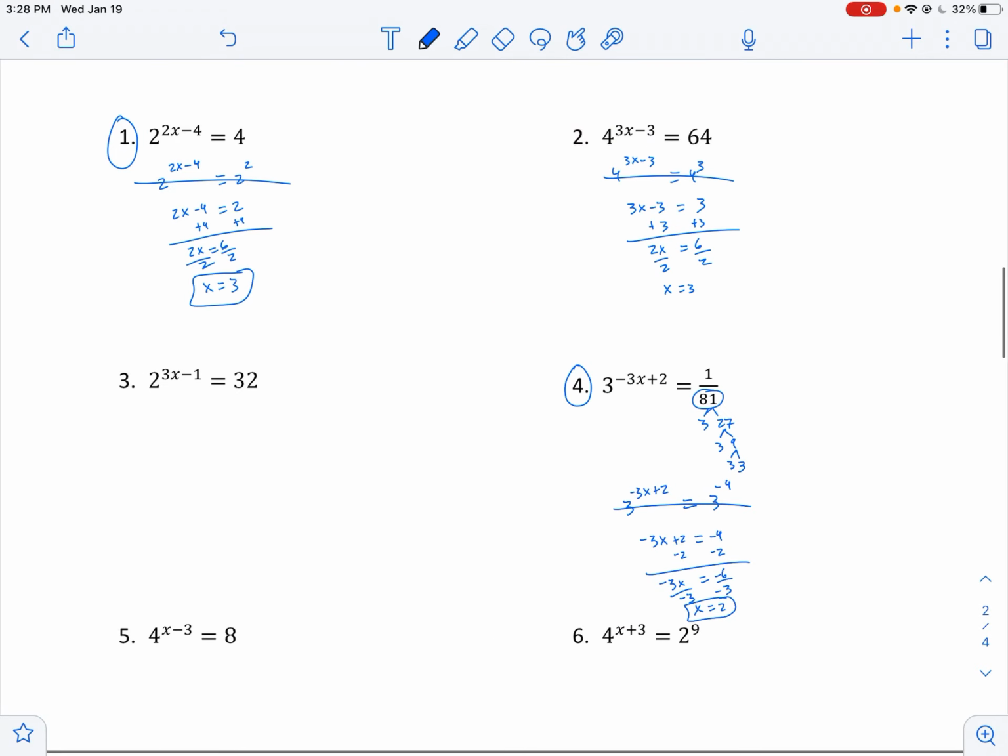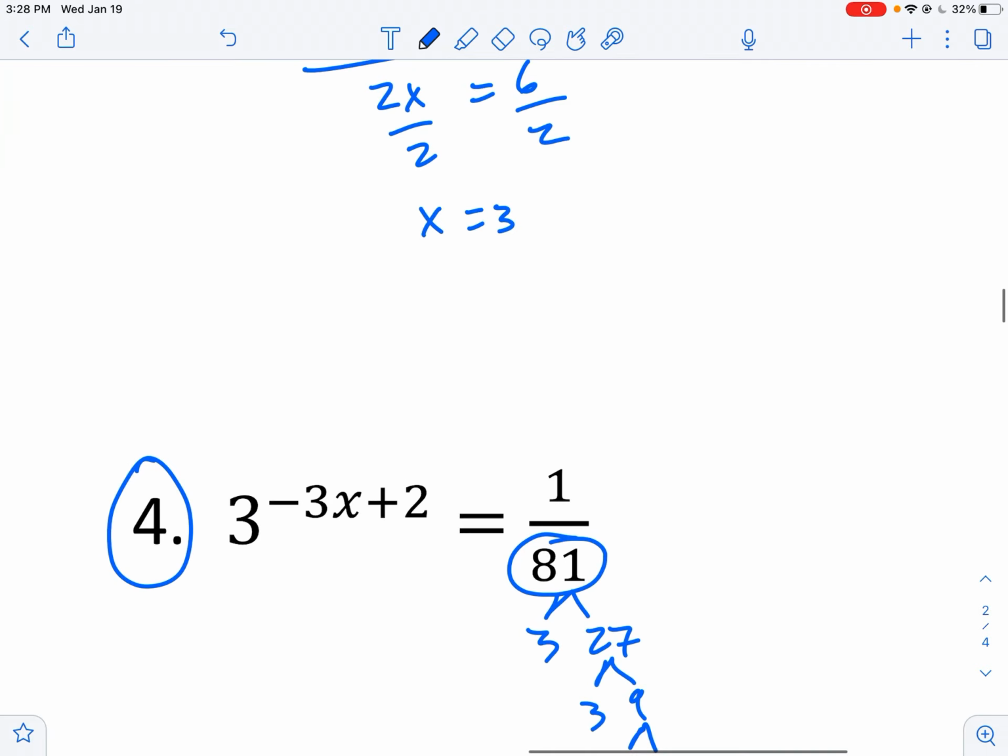I feel like we've already gotten x is 2. No, we got x is 3 a couple times. Okay, hooray! So there you go.